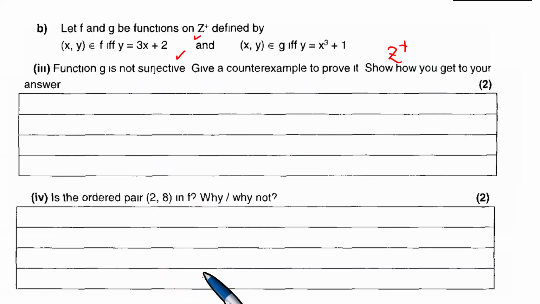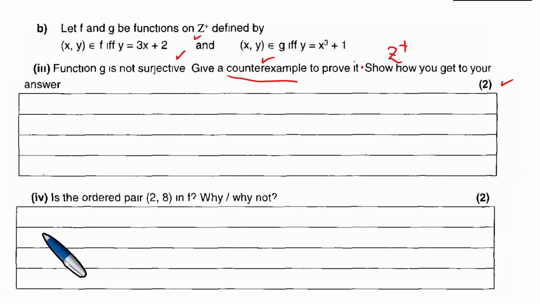Give a counterexample to prove it. So function g is not surjective. Give a counterexample, and show how you get your answer. The marks are 2, so there are two things here: the counterexample and also showing how we get our answer. Let us look at this together.